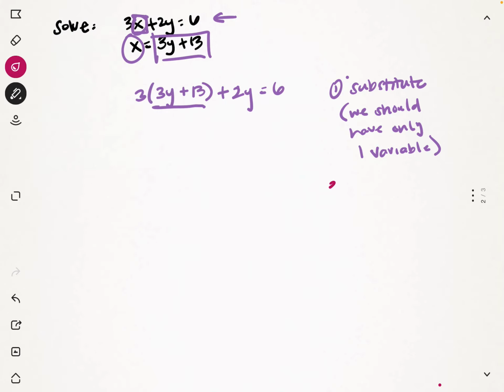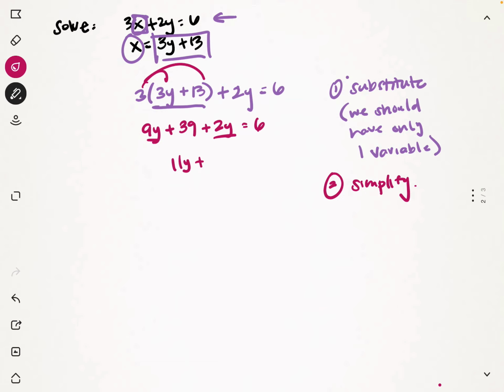Alright, step 2. We're going to simplify. So in this case, we can distribute our 3. So 3 times 3y is 9y. 3 times 13 is 39. And the rest of it is unchanged. Notice that we have our y's on the same side of our equation, so we can just add them. 9y plus 2y is 11y.